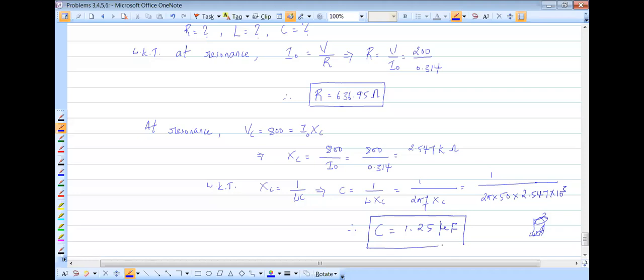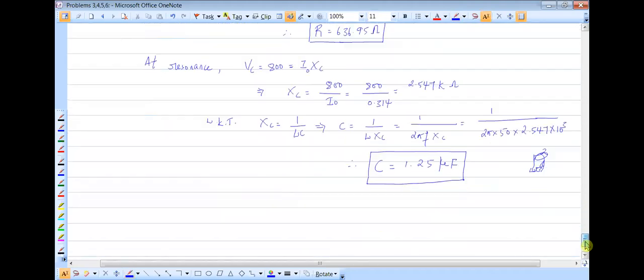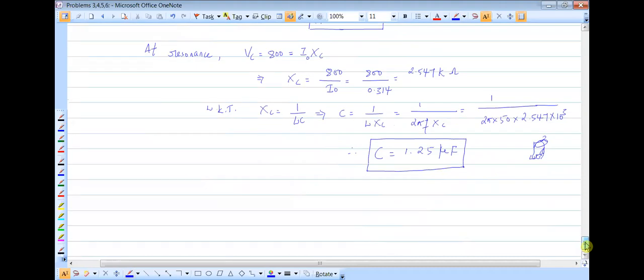Again, at resonance, what did we do in the previous problem? Provided we know XC, at resonance, what is true to find out L? That we need to do here. At resonance, the reactance XC is equal to reactance XL, and that is something we have obtained in the previous step, that is 2.547 kilo ohm.